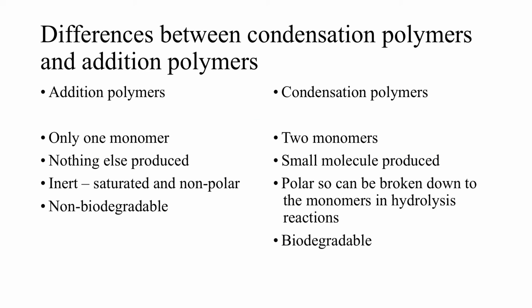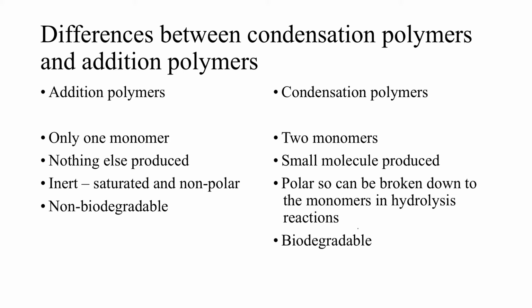So the differences between condensation polymers and addition polymers. So remember, addition polymers, we've only got one monomer, that would be an alkene. We don't get anything else produced, and they are inert. That means they're unreactive, and the reason for that is because addition polymers are saturated and non-polar. That means they're a real pain to get rid of, they're non-biodegradable, they don't break down in soil, and a lot of them will give off toxic fumes when they're burnt.